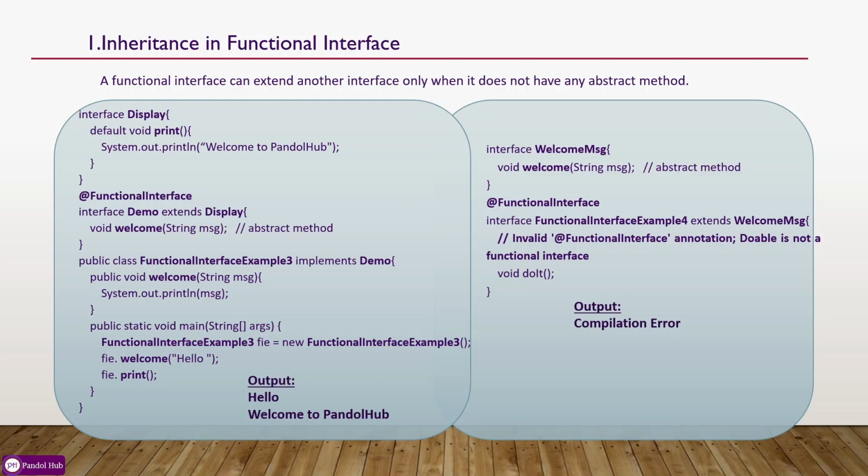The main feature of the functional interface is that it should have only one abstract method. But extending another interface changes its original behavior and breaks the functionality that it has only one abstract method. Because of this, the functional interface is not allowed to extend an interface which has abstract methods in it. So when we do the same, the compiler will throw an error saying it's an invalid functional interface because it does not include one abstract method. It has two here.